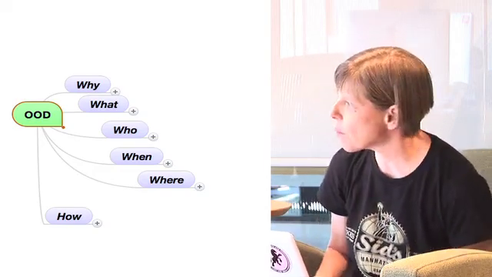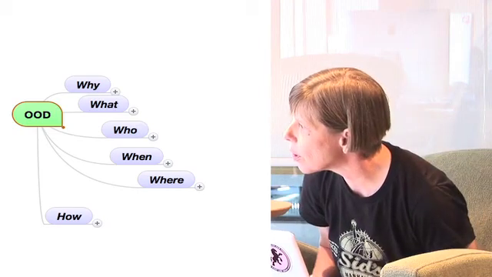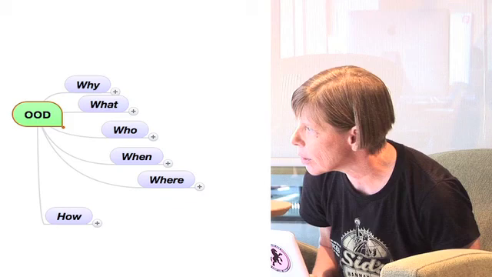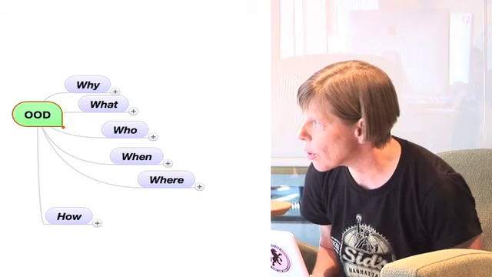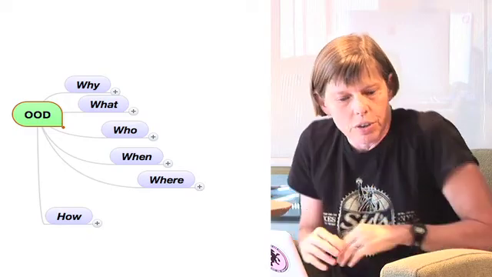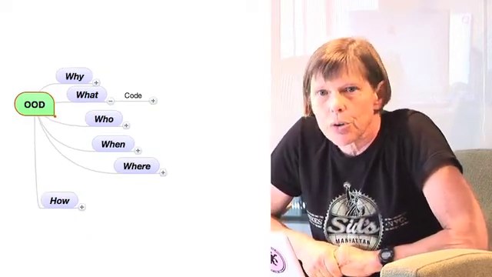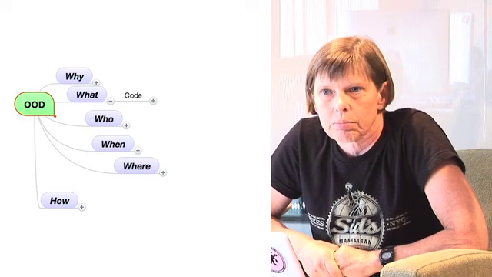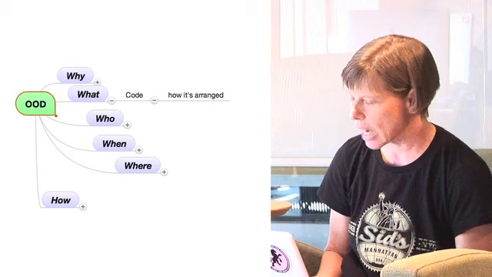So from there, we're going to go to what design is. There's a lot of different definitions of object-oriented design, and I have a very simple definition for it. How your code is designed is how it's arranged. And that's all there is to it. The structure of your code is its design.